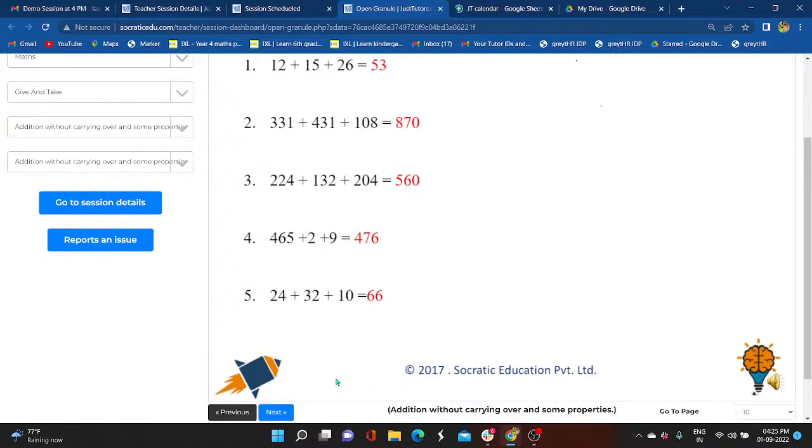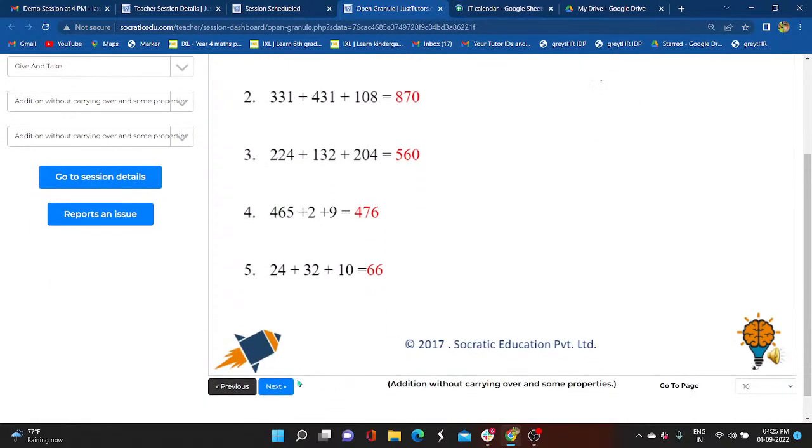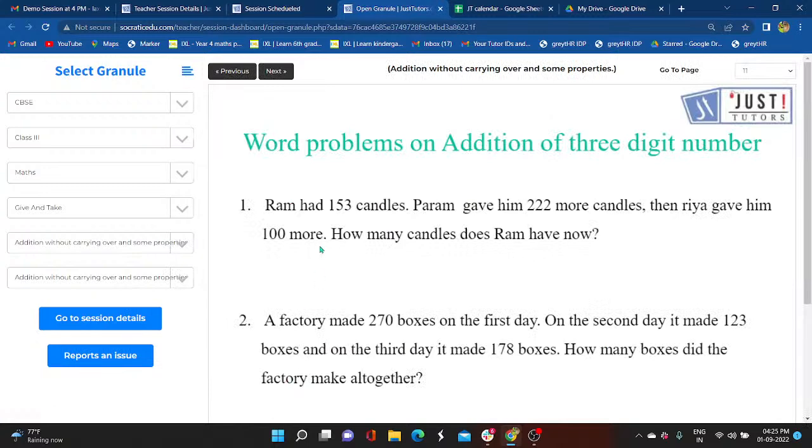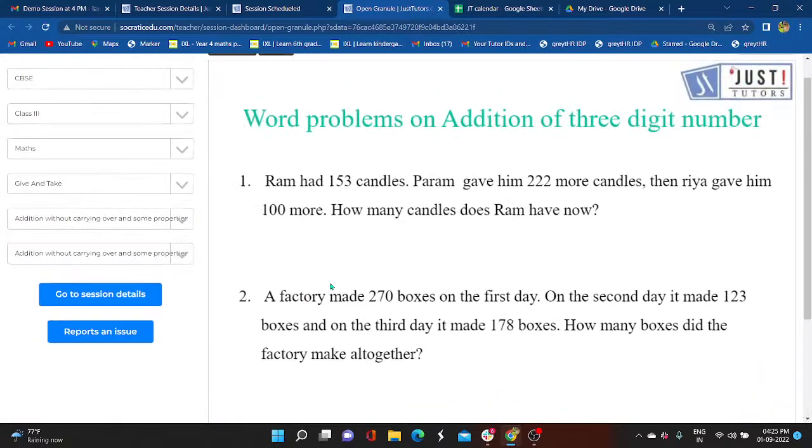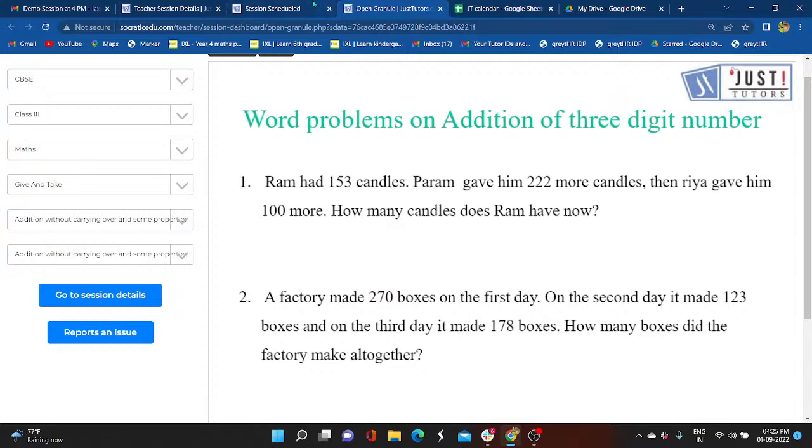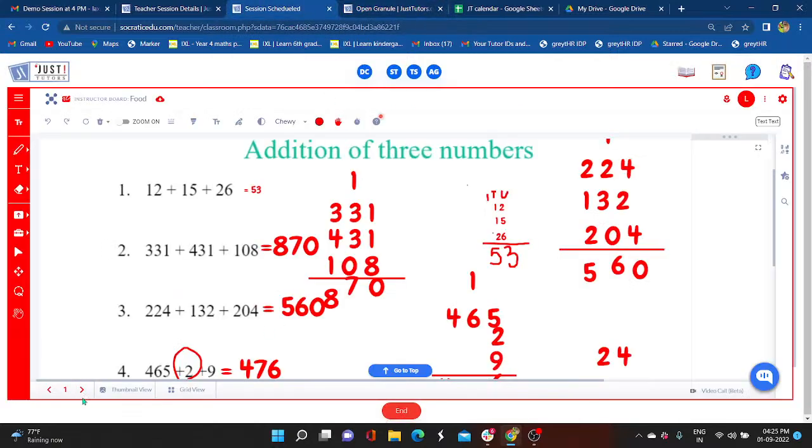So this is how we add three numbers which are either all three-digit numbers, or some of them are 2-digit, or some of them are 1-digit. We arrange them in proper columns and we try adding the numbers. Okay, now let's get to some word problems on addition of three-digit numbers.